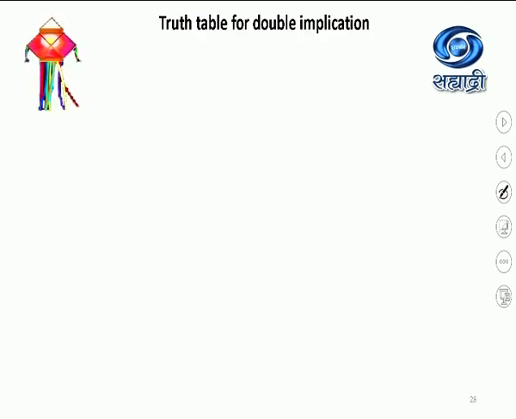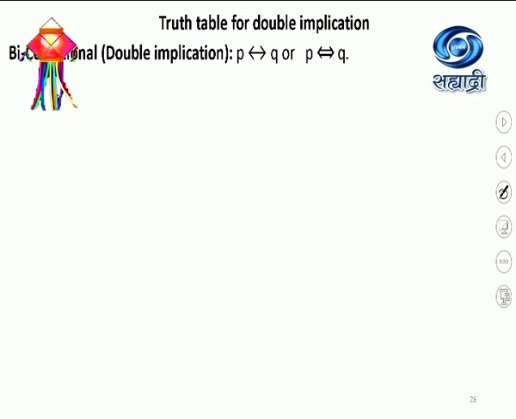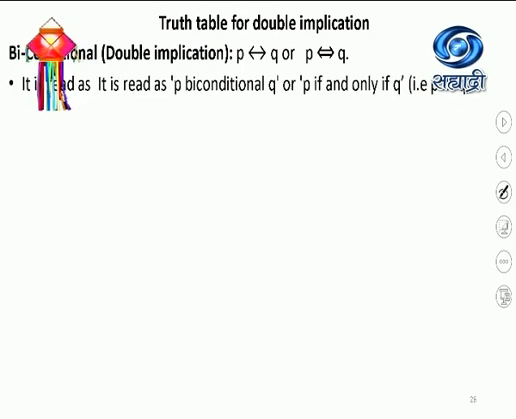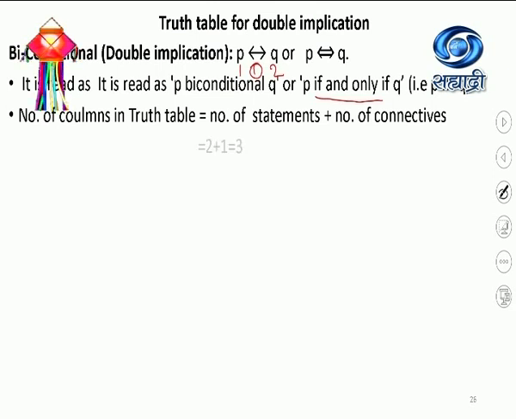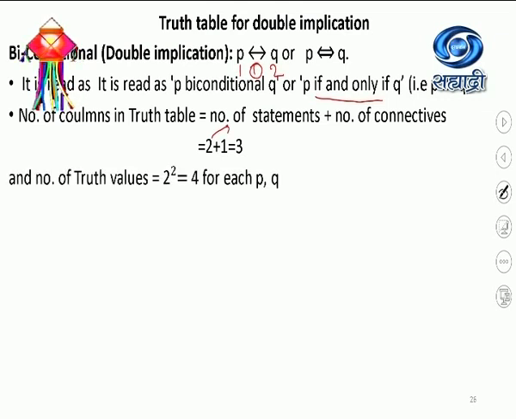Truth table for double implication, the double headed arrow, is read as P biconditional Q, or P if and only if Q. In short, sometimes you can write it as P iff Q. But while reading, read it as P if and only if Q or P biconditional Q. Now you can see there are two statements and one connective. So the number of columns in the truth table will be 2 plus 1 equal to 3. There are two statements, so the truth values for each of P and Q will be 4.